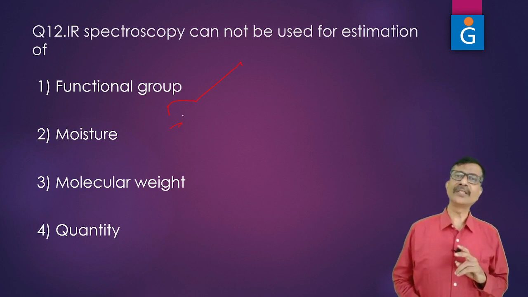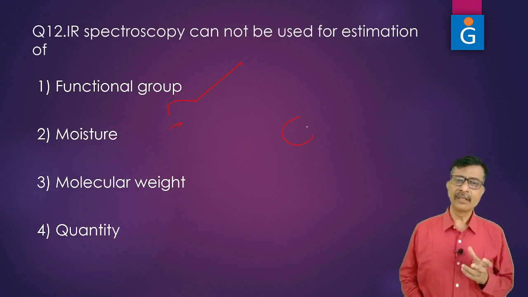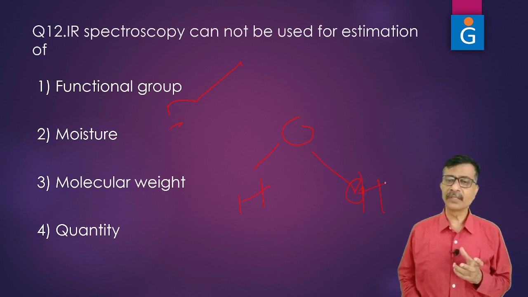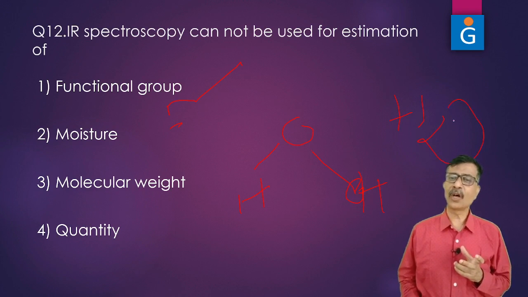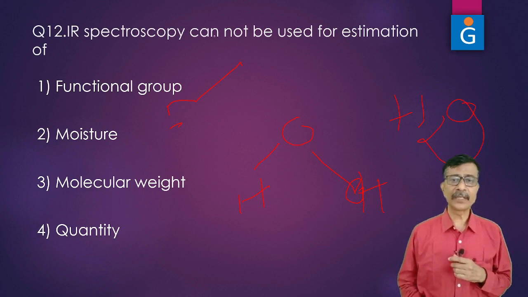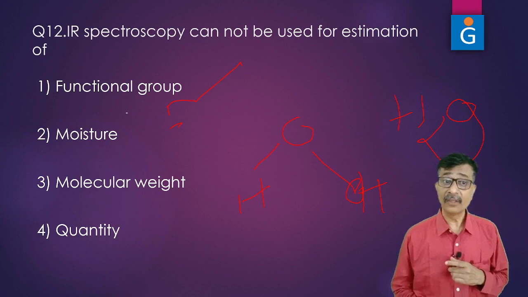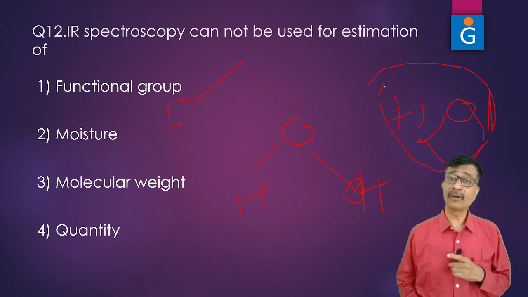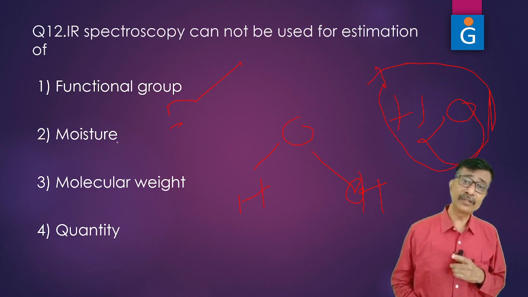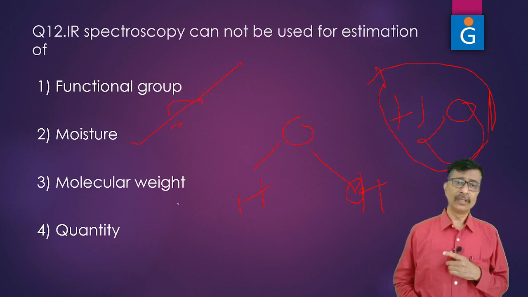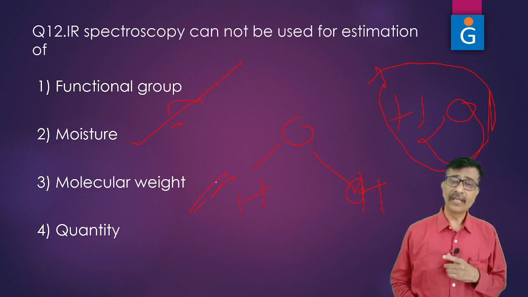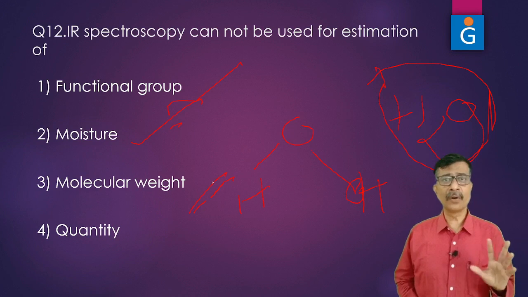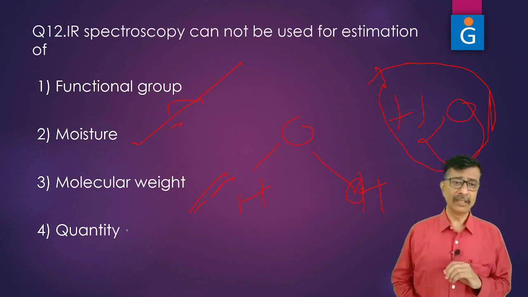This is moisture. What is moisture? Moisture means it contains water, H2O. This water absorbs the IR radiation. So IR spectroscopy can record water, because water absorbs IR radiation, and it can be used for estimation of moisture also. The molecular weight: look, IR spectroscopy will talk about functional groups, but it cannot talk about the molecular weight of any molecule. The quantity.